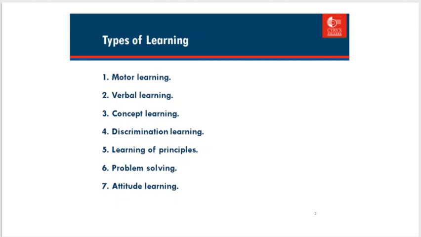Sixth, problem solving. This is a higher order learning process. This learning requires the use of cognitive abilities such as thinking, reasoning, observation, imagination, generalization, etc. This is very useful to overcome difficult problems encountered by people.